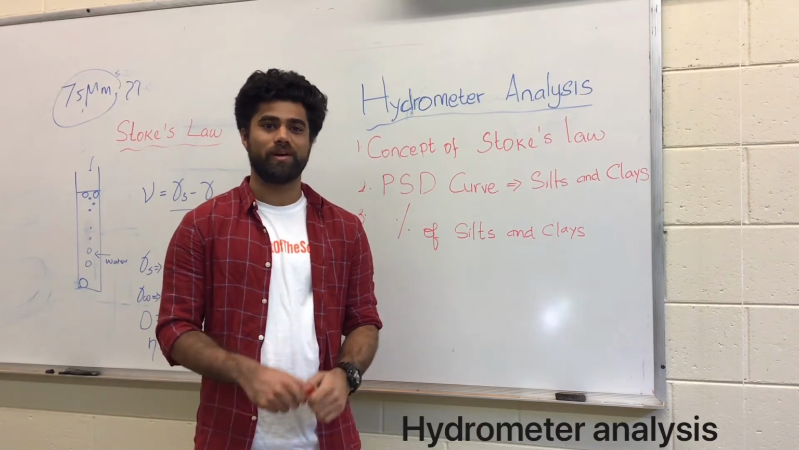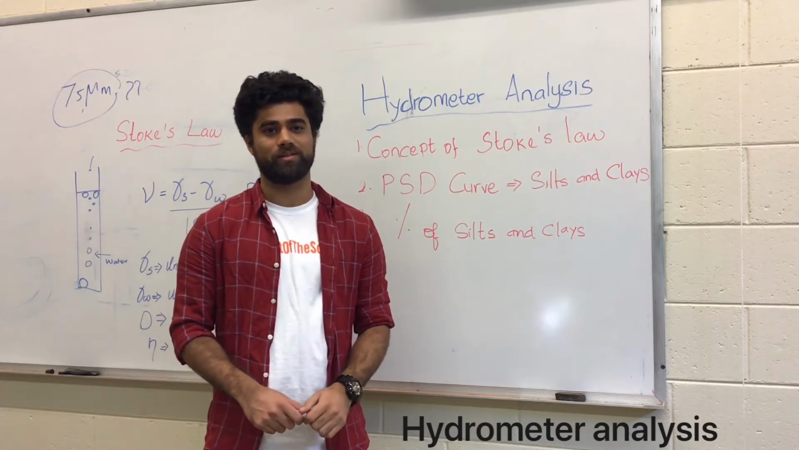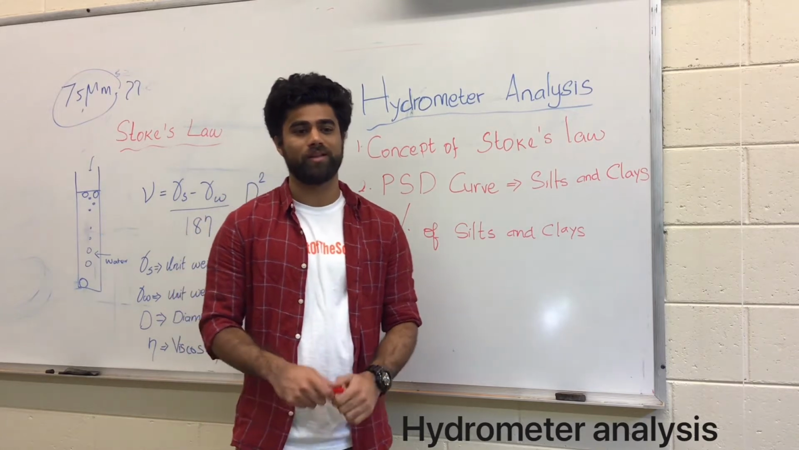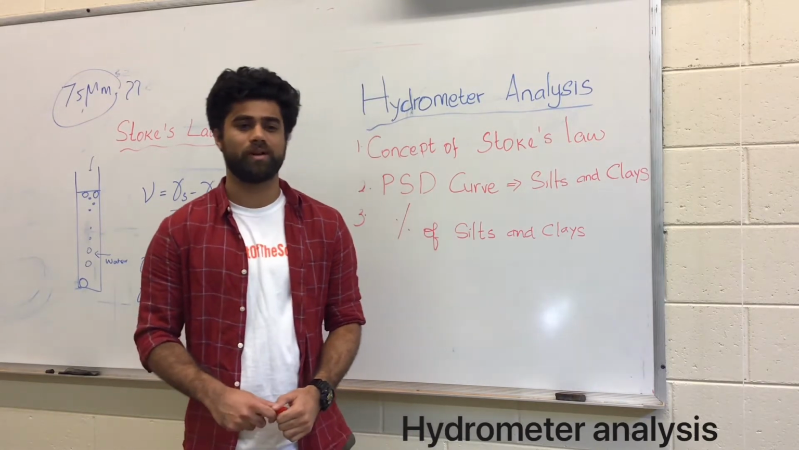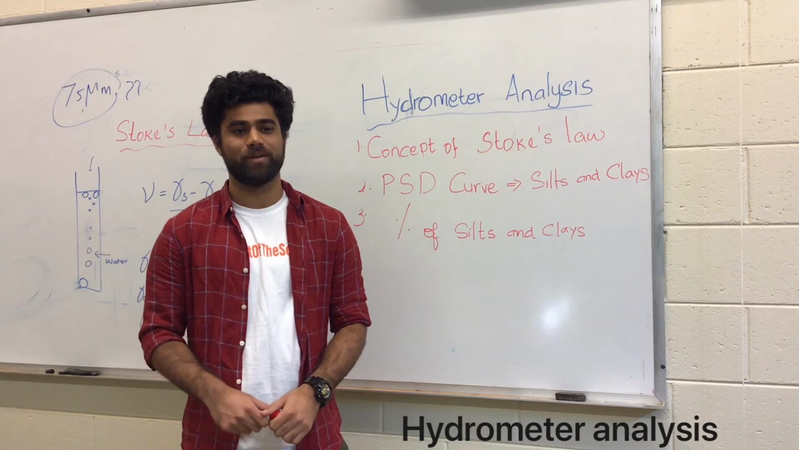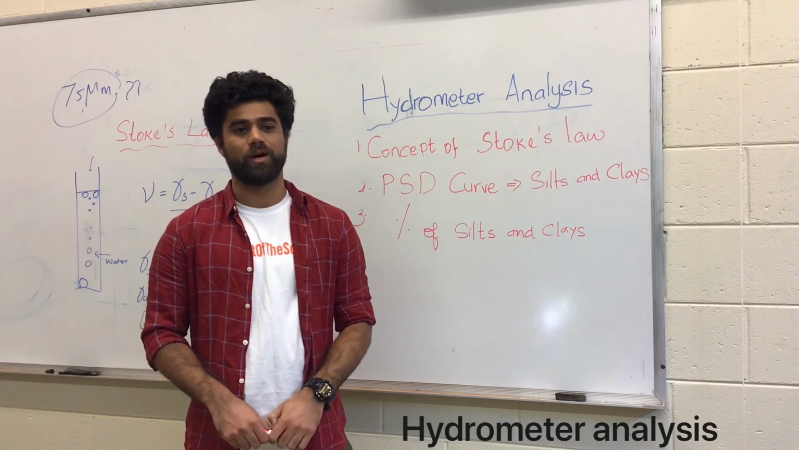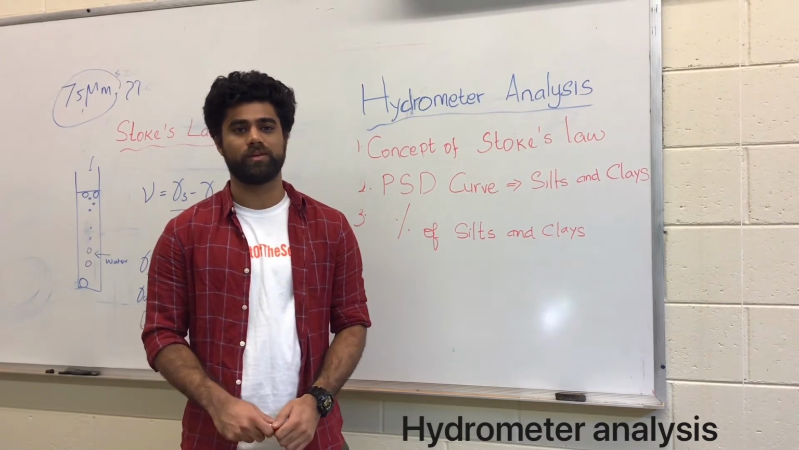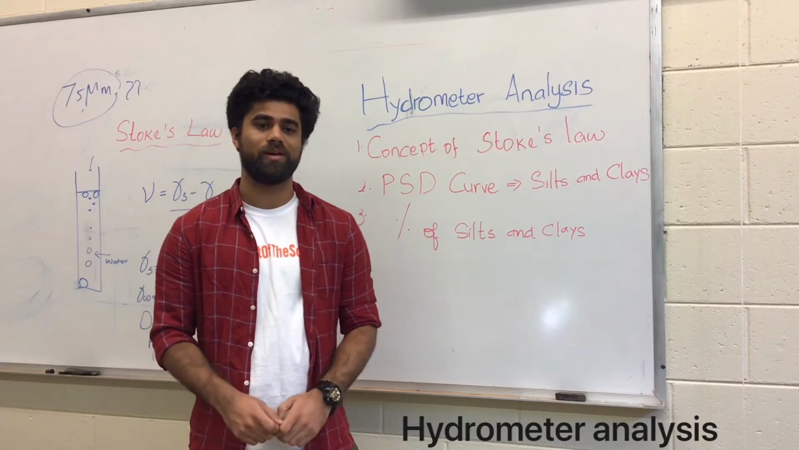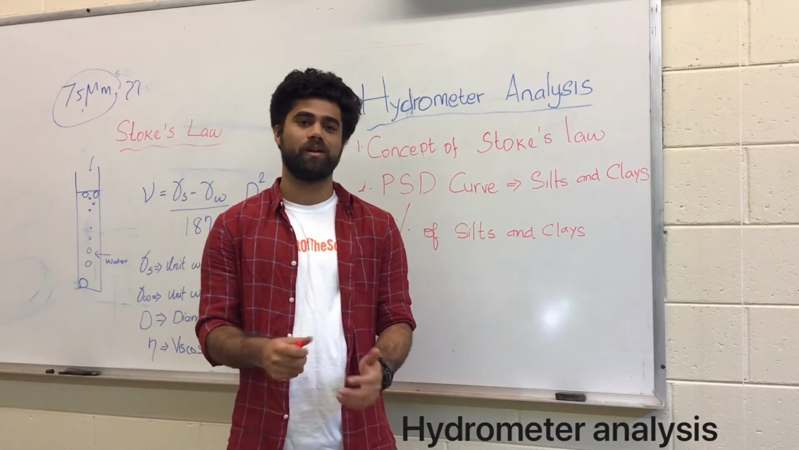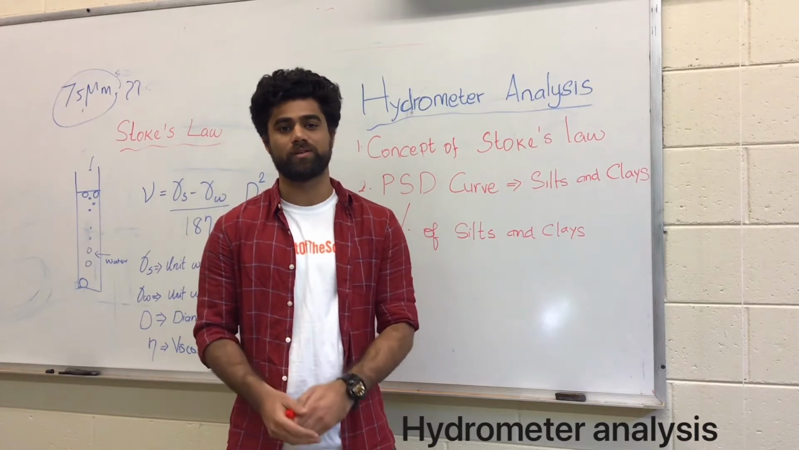Welcome to the Geotechnical Engineering Lab. So this is your second lab, which is the hydrometer analysis. A hydrometer analysis is the process by which fine-grained soils like silts and clays are graded. It is performed if the grain sizes are too small for the sieve analysis, so this is basically a continuation of your sieve analysis test.